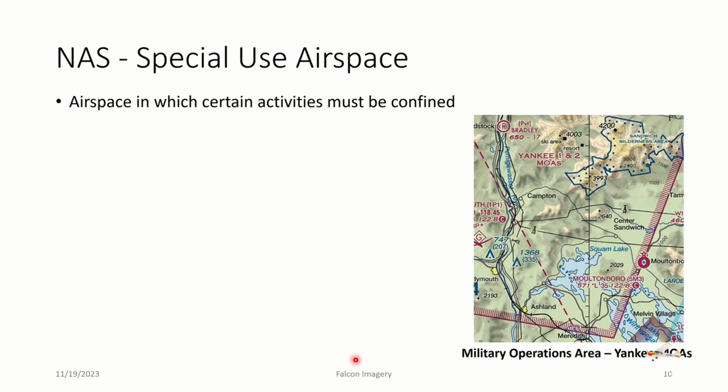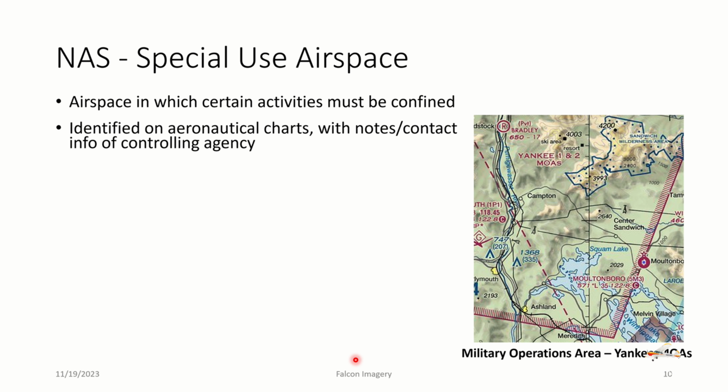Special use airspace is airspace in which certain activities must be confined to some lateral or vertical area, or both. It's identified in aeronautical charts with notes and contact information of the controlling agency. If you look at a sectional chart on the back of it, on the bottom tab, there'll be a legend, and you will see the type of airspace identified by a number or name with the controlling agency that's responsible for it, with either a frequency or a phone number.